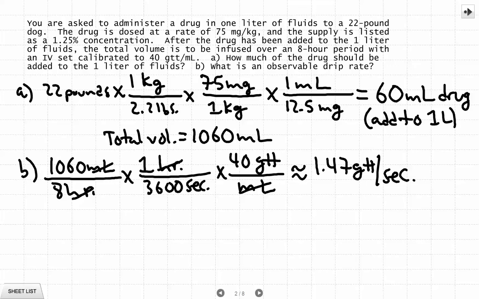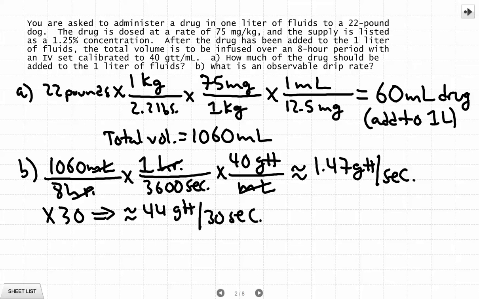So if we were to take this and multiply it by 30, if you take the 1.47 times 30, you come up with about 44 drops in 30 seconds. When you actually do the calculation, it comes up to 44.1, but of course you'd round that to about 44. So that's 44 drops in 30 seconds, which could certainly be something observable.